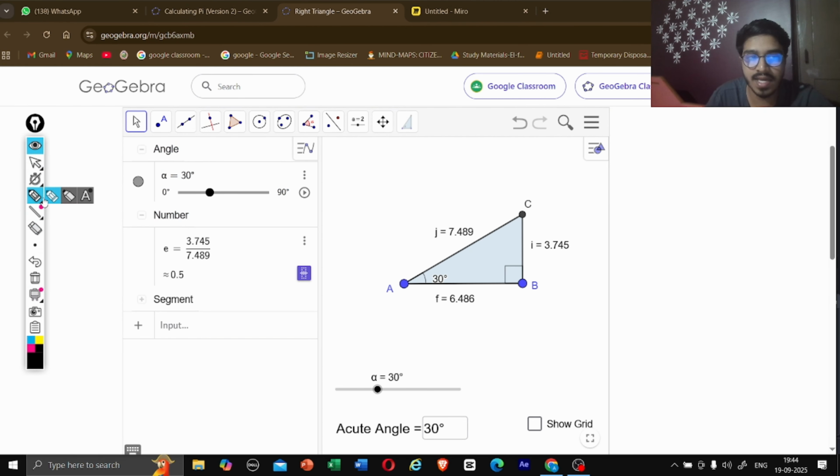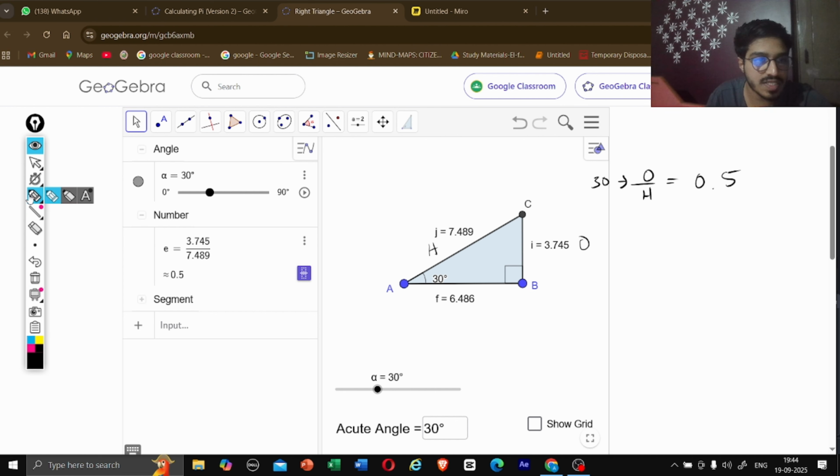So what I did here in this triangle is I by J, that is the opposite side of this angle A divided by the hypotenuse side of this triangle, right? So I did O by H for the angle 30 degrees.